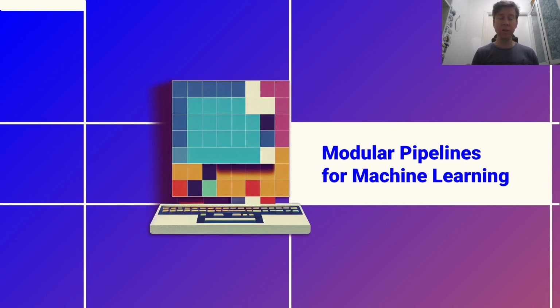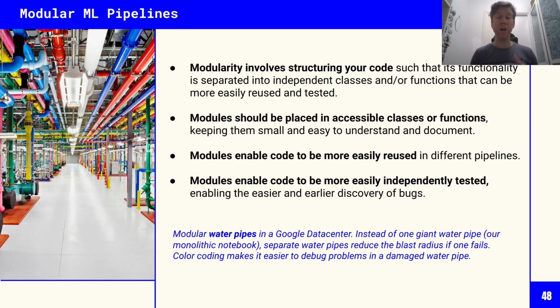So the solution to the end-to-end monolithic pipeline problem is to modularize your pipelines for machine learning. And by modularizing, we mean taking this giant pipeline and breaking it up into smaller parts. And we've seen already what they will be: the feature pipeline, the training pipeline, and the inference pipeline. And this involves restructuring and refactoring your code, so it's separated into separate functions or classes or modules. And each of those can be easily reused and tested.